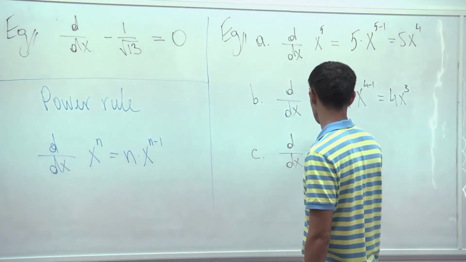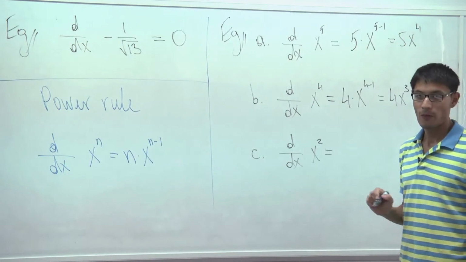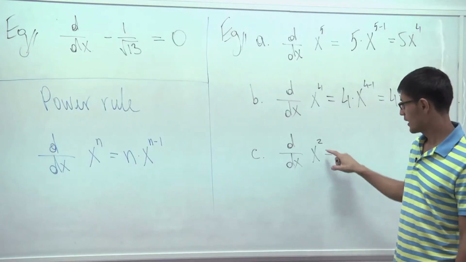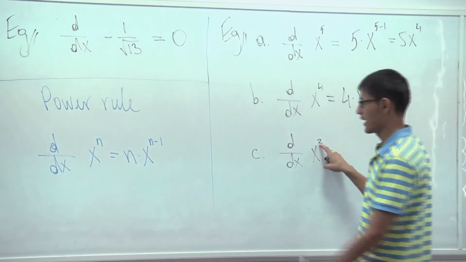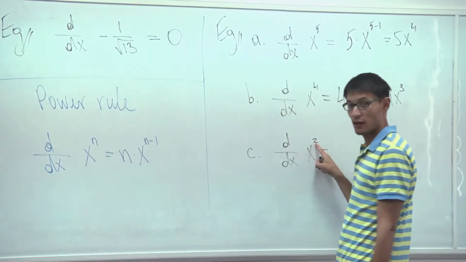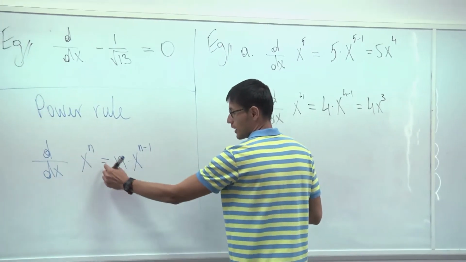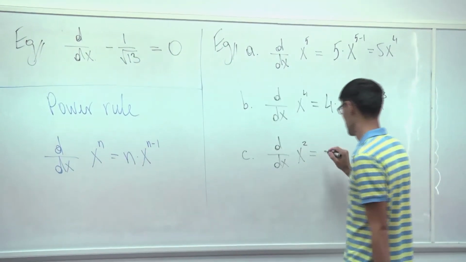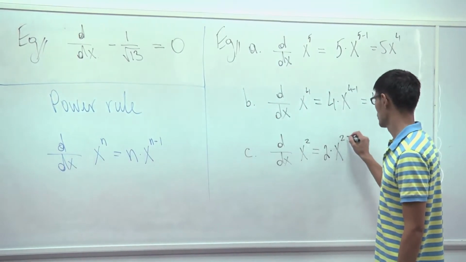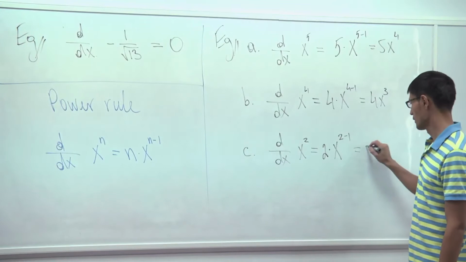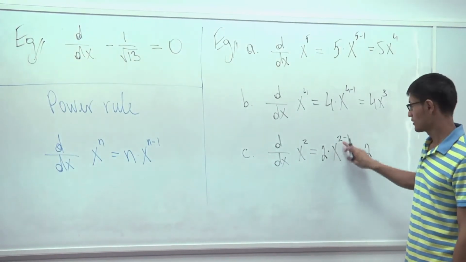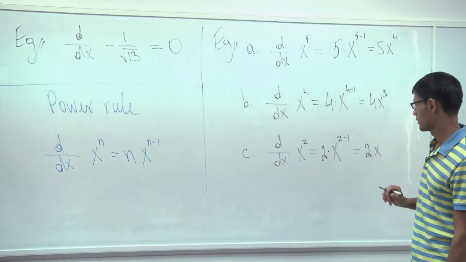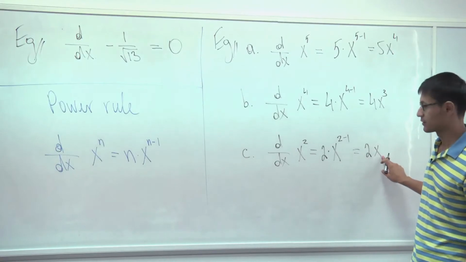What about the derivative of x squared? Well, in this case, what's the power? What's the n? N is 2. So if n is 2, the answer will be 2 times x to the 2 minus 1. So you get x to the power of 1. But we don't write x to the power of 1. We just write x, right? So the final answer is 2x.